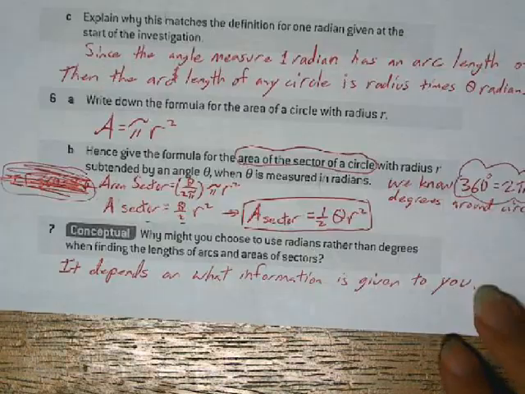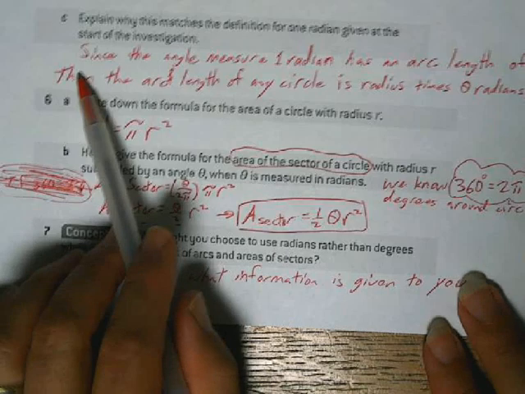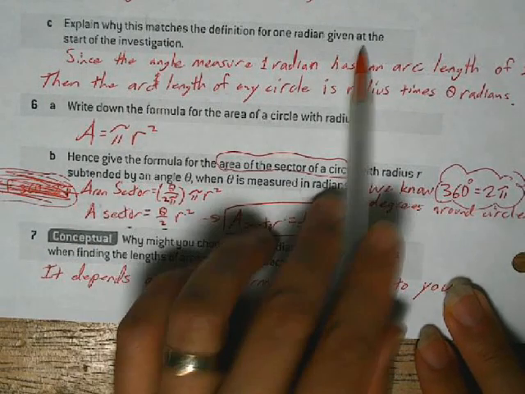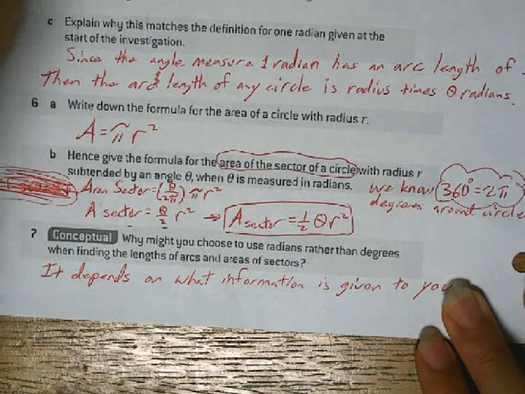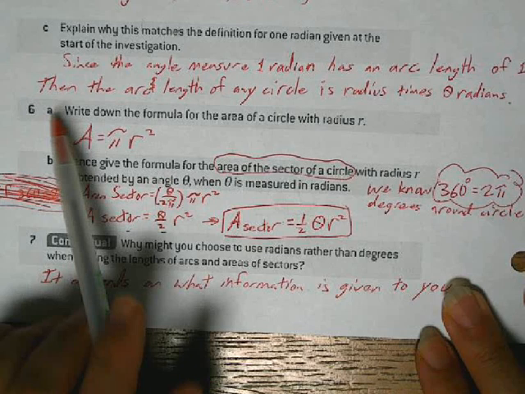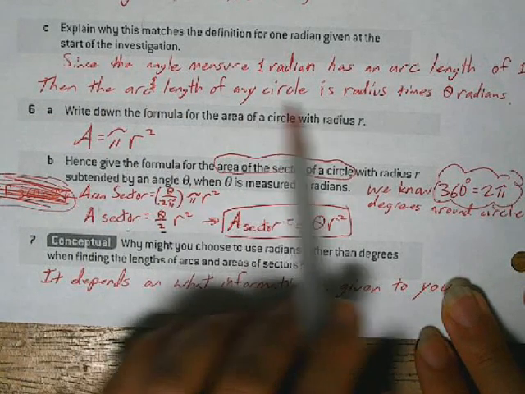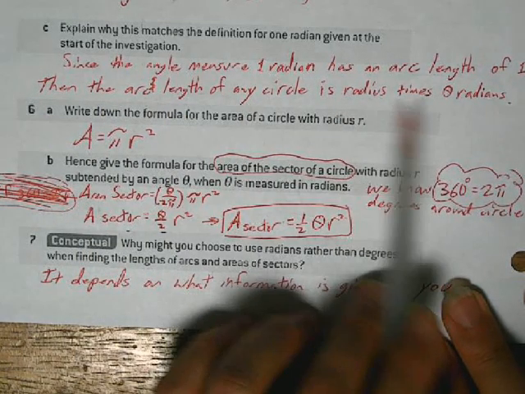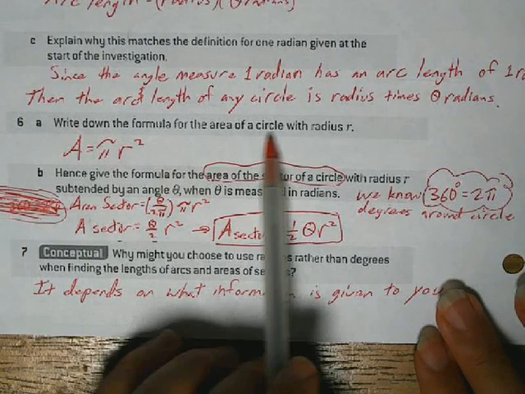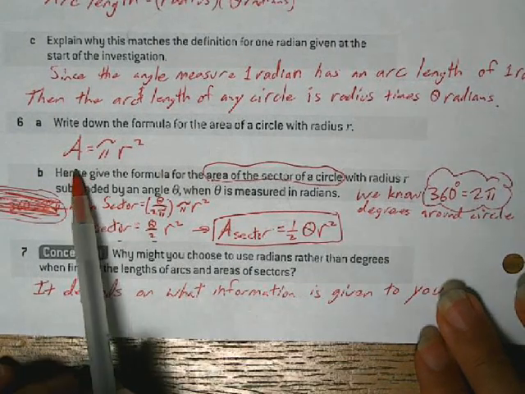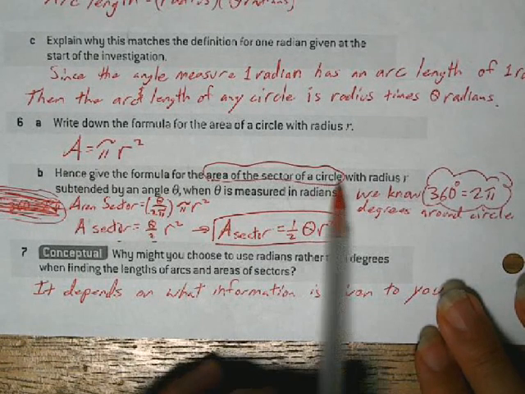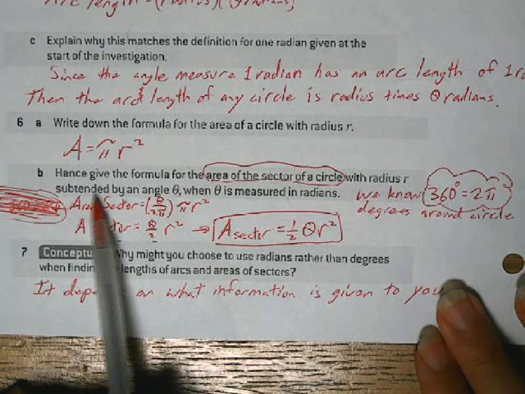Explain why this matches the definition of 1 radian. Since the angle measure of 1 radian has an arc length of 1 radius, the arc length of any circle is going to be the radius times theta. The area of a circle is pi r squared. Now give a formula for the area of a sector with radius r extending an angle theta in radians.